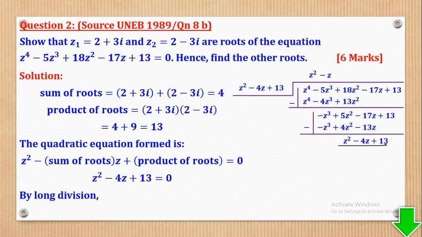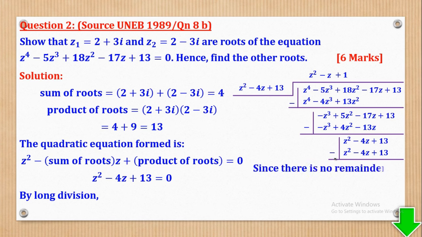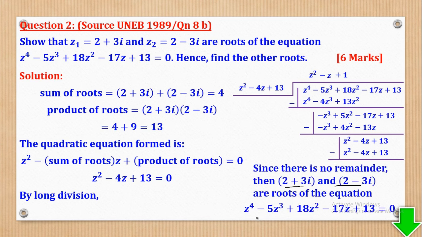Then do the same. The whole of this divided by this gives you positive 1. And positive 1 multiplied throughout the whole of this gives you that. Then I'll subtract to come up with no remainder. Therefore, since there is no remainder, it implies that this and this are the roots of this equation.